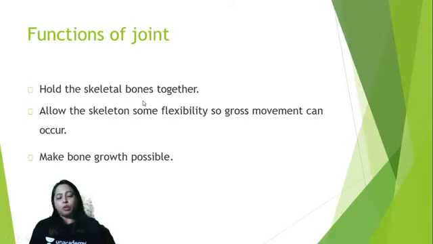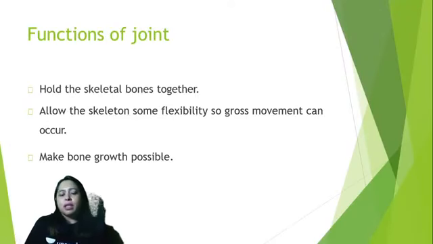Okay, so now it also holds the skeleton together. Now you know that it is not just single bone that is forming the joint. I told you minimum two bones are required to form the joint, and when so many bones are there, it forms a skeletal system. The skeletal system is holding all the things together.